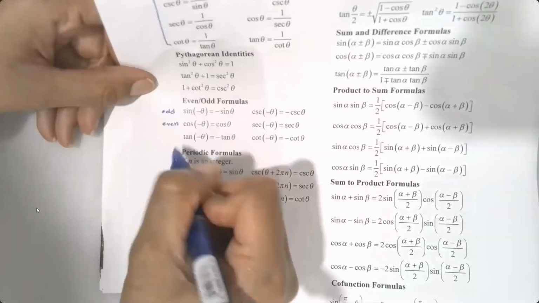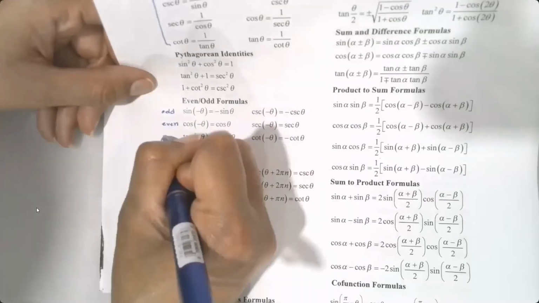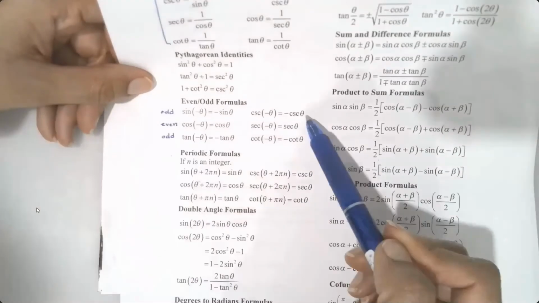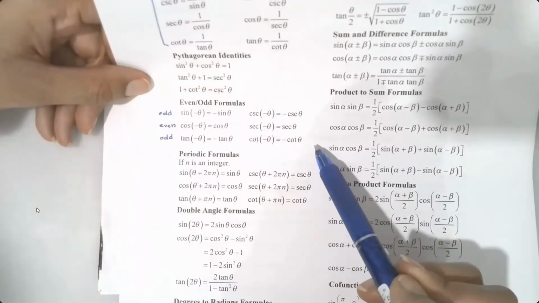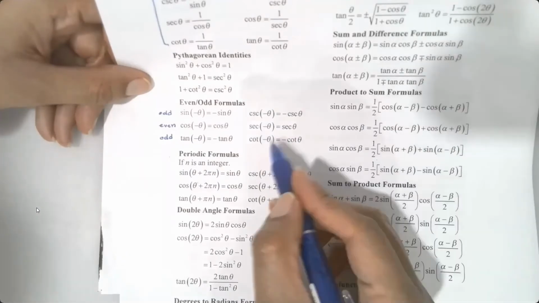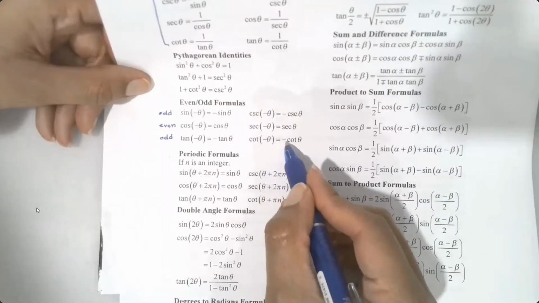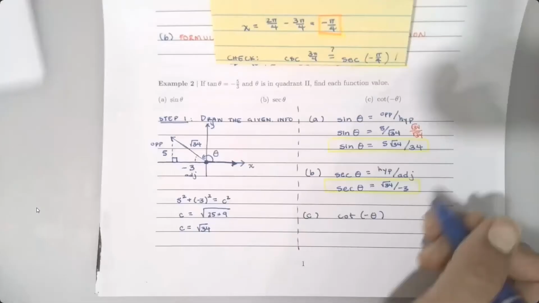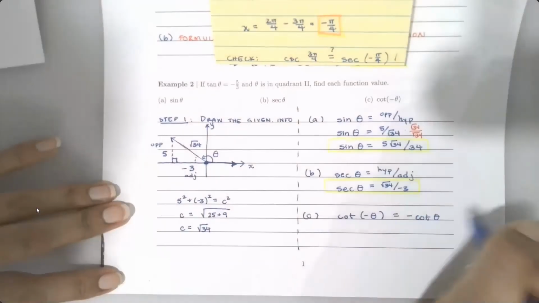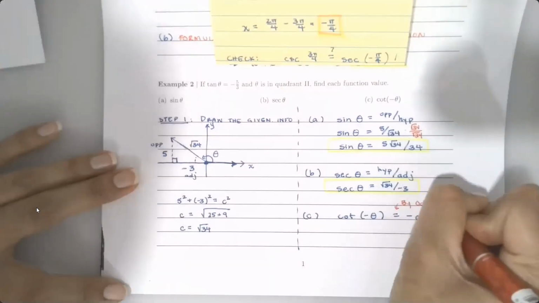Tangent was also odd. When the negative is inside of the argument, that means we can pull it out. Okay, so tangent was also odd. And here we have a summary of the even odd properties of cosecant, secant, cotangent. In our case, we're interested in cotangent. Cotangent of negative theta is negative cotangent theta. So this is going to be negative cotangent theta, and that's by the odd formula.